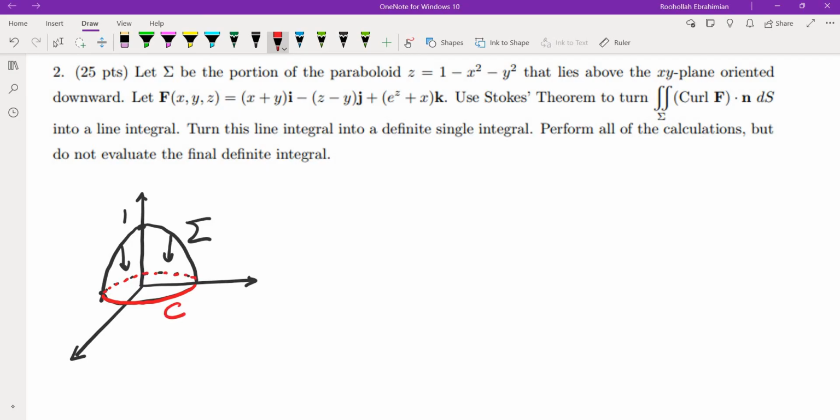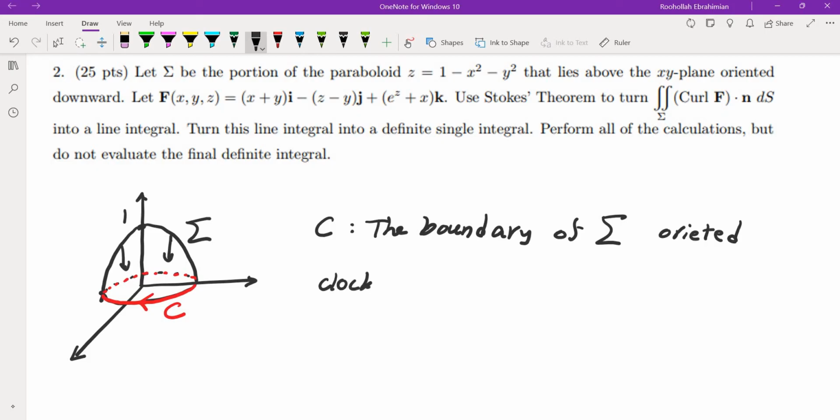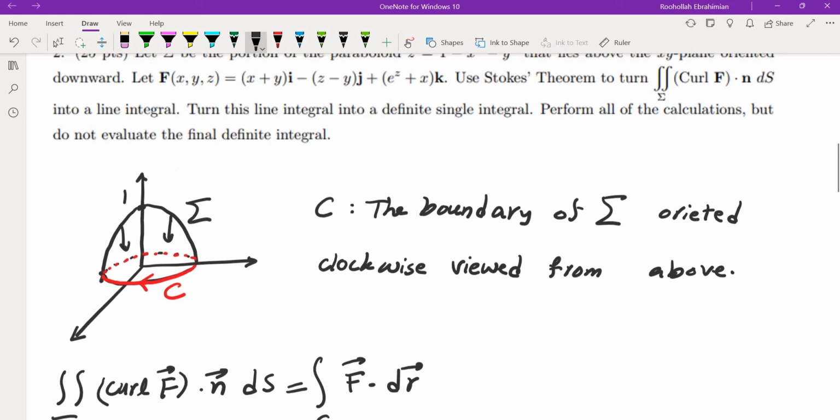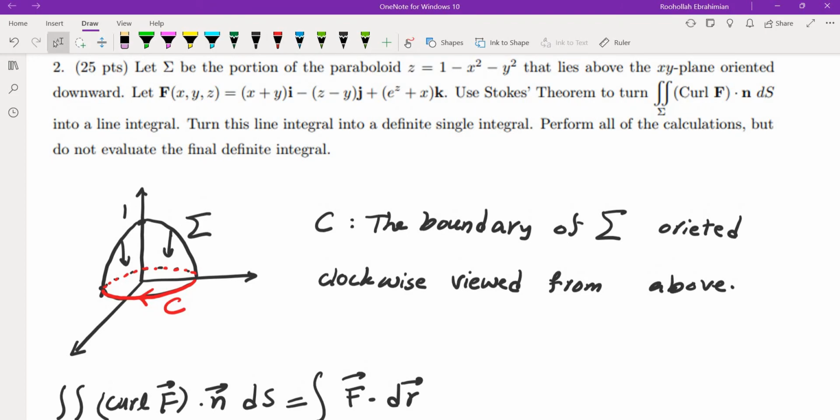If I call that C, we're going to have to use the right hand rule to orient this C. So C is the boundary of sigma, oriented clockwise viewed from above. Then we can use Stokes' theorem. The surface integral of curl F dot n dS is going to be the line integral of F dot dr. So this is Stokes' theorem. And they said turn this line integral into a single definite integral, perform all calculations, but do not evaluate the final definite integral.